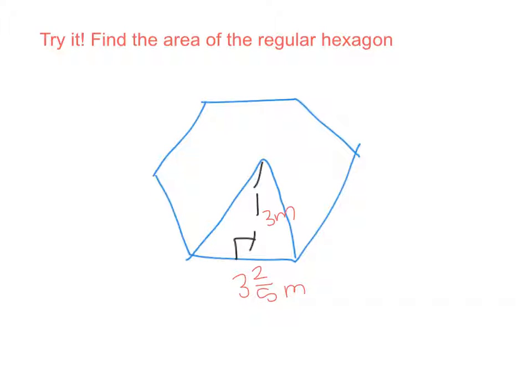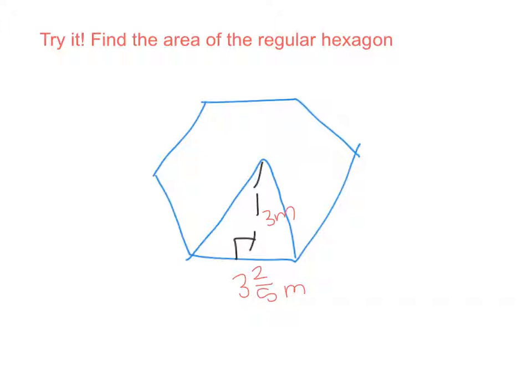Find the area of this regular hexagon. So again, I was nice and I gave you another 6-sided figure. Now this one does have 3 meters as your height and 3 2/5 as your base. Make sure you change this to an improper fraction. Ready? Go ahead.